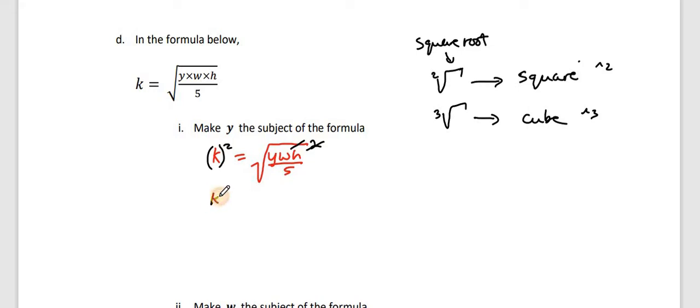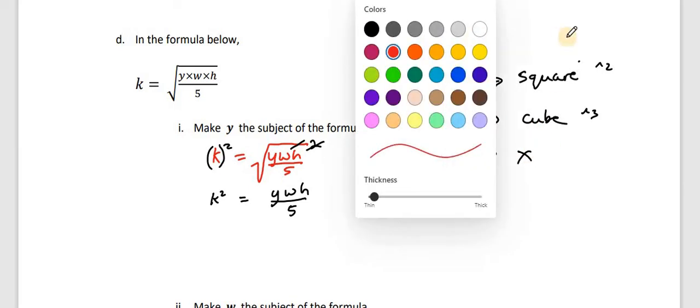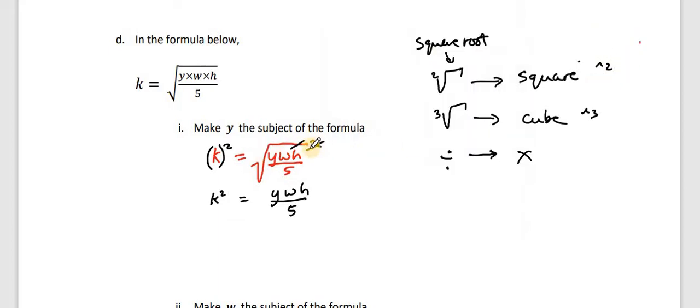K squared is equal to y times w times h over 5. Now it seems as if the square root was transposed to the other side as square. That's all. All right, what's the next step? Remember, I'm trying to make y the subject. What operation is affecting everything else? We have division and multiplication. Which one is affecting everything else? Division. So to get rid of division, what do I use? You multiply. Multiplication. I'm not using the transposing method, I'm using the balance method. So what I do to one side, I do to the other. I'm dividing everything by 5, right?